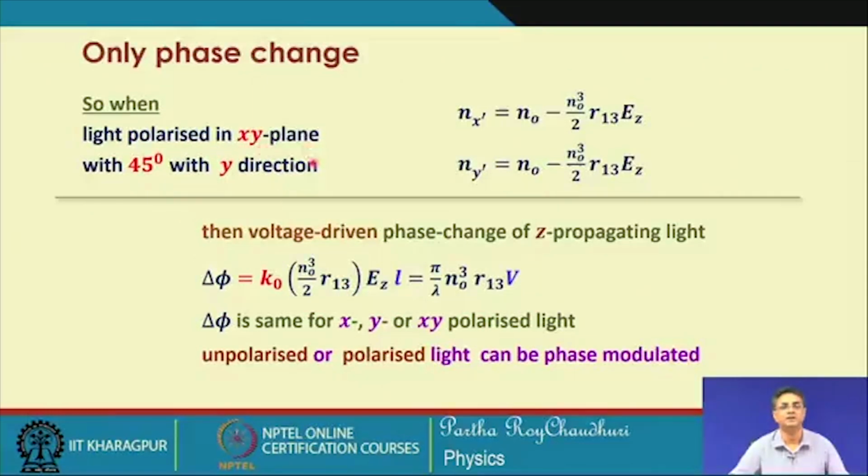So, the light polarized in the x y plane at 45 degrees under this condition, this is the change we have seen. Then the voltage driven phase change for the Z propagating light will see this. So, that is the phase modulation. So, with the voltage V, the phase will be modulated. So, delta phi is the same for x or y polarized light. I have repeatedly tried to mention that, independent of the angle of polarization in the x y plane, any light will undergo the same phase modulation because of the applied voltage.